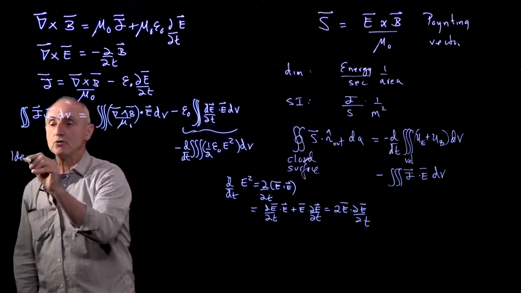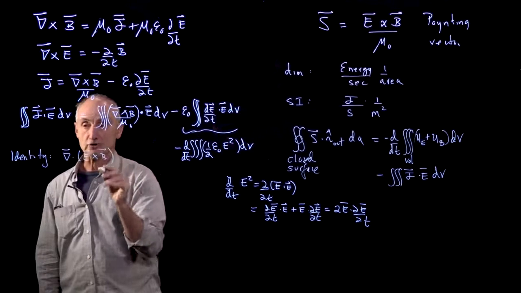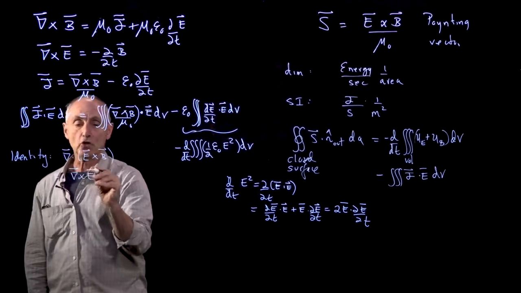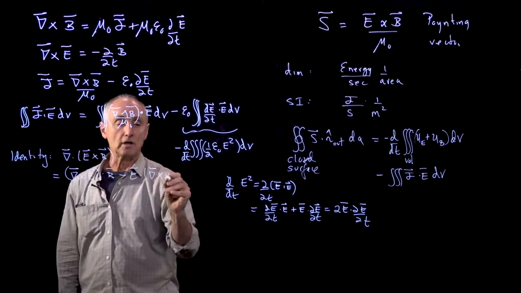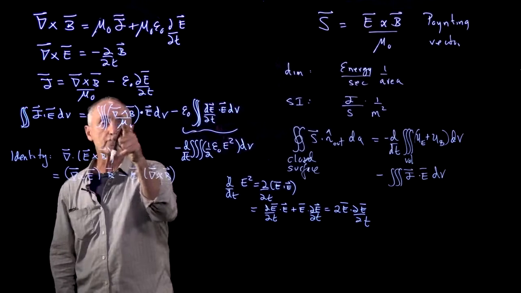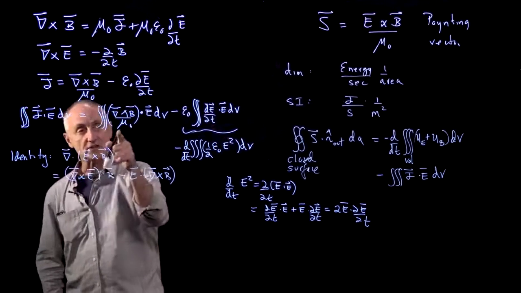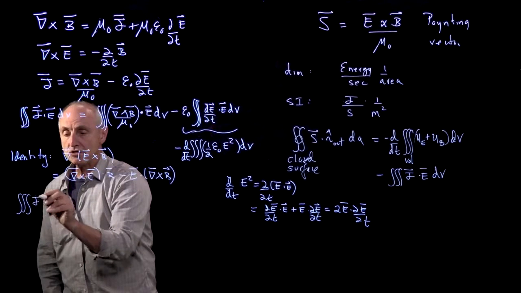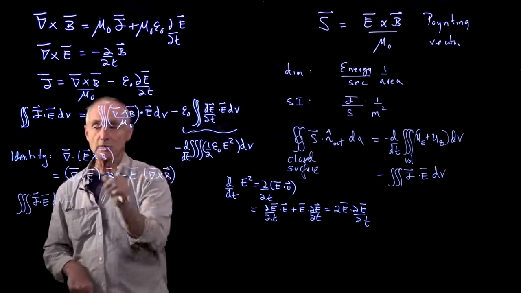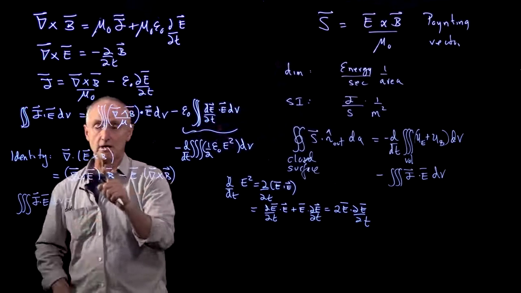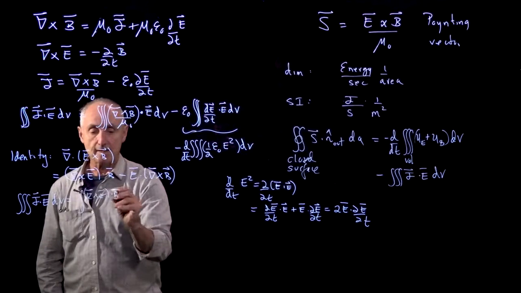Our identity that we want to use is the following: that the divergence of the cross product of two vectors is equal to the curl of E dot B minus E dot the curl of B. So notice that here is the curl of B dot E, but with a minus sign. So if we bring this term over to the opposite side, so we have the plus sign, I can now write J dot E dV. Now we have to be a little careful with signs. So I'm going to take this vector identity, bring this term to the left, and the divergence to the right. And so I'll get it's equal to the curl of E dot B over mu naught.